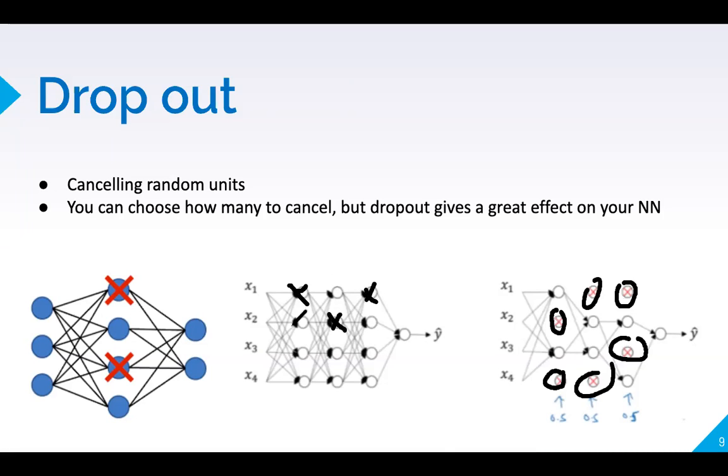Some of you are probably wondering, how do we determine which nodes to cancel? That's actually a completely random process, but there is something we can control. Let's say we had four nodes and we want to cancel half of them. We can set a dropout factor to 0.5. The factor can be from 0 to 1, and in this case we're setting it to 0.5, which just means we're going to cancel half of these. If I set it to 0.75, we would be canceling three quarters of these. Dropout can have a great effect on your neural network, and it can increase your accuracy by 10 to 15 percent or sometimes even more. So that's the idea behind dropout: you just cancel some of these random nodes.